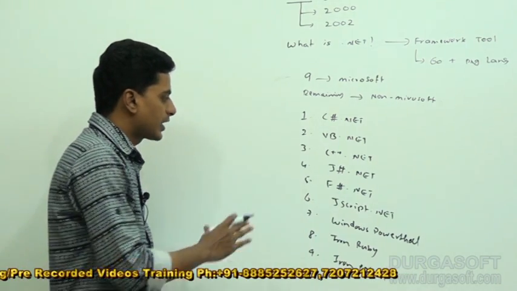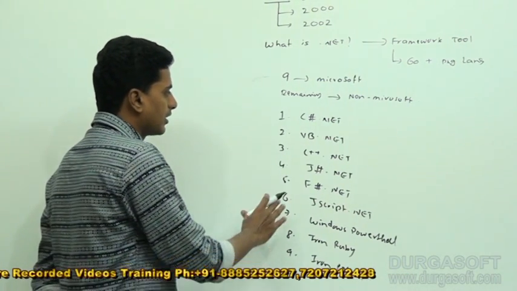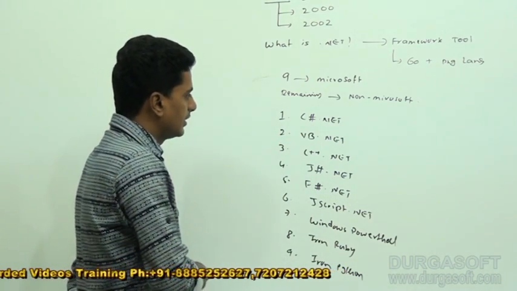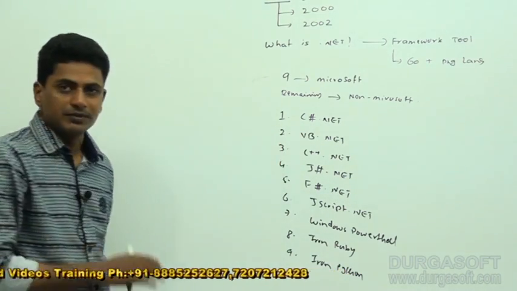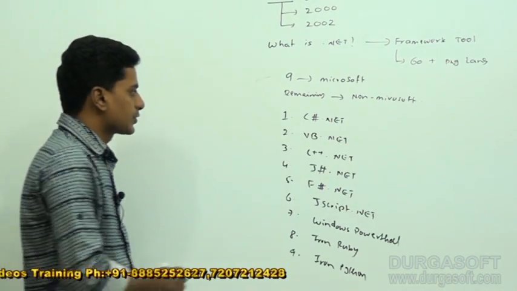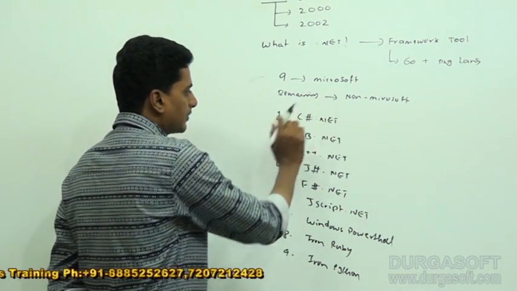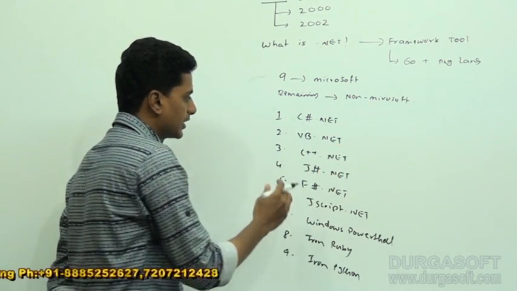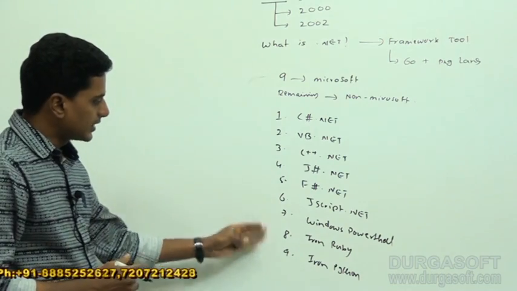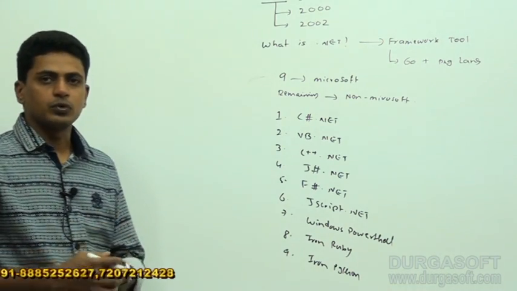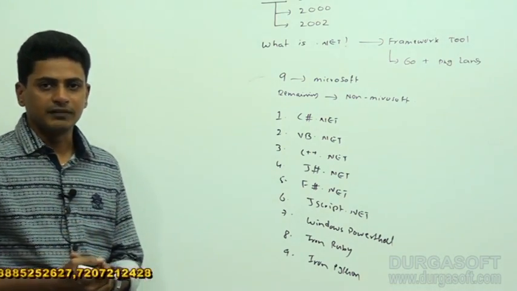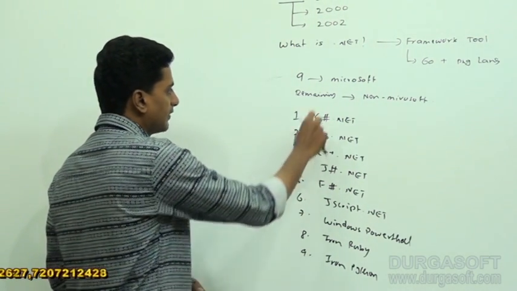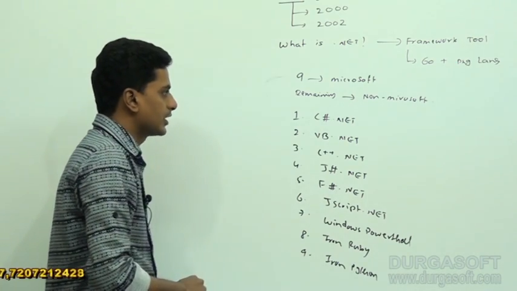So in these 9 programming languages, the most often used are C#.NET and VB.NET. You know that C#.NET is the most powerful programming language, and VB.NET also can be used in real-time application development. As a programmer, we can use any programming language to develop the application code.